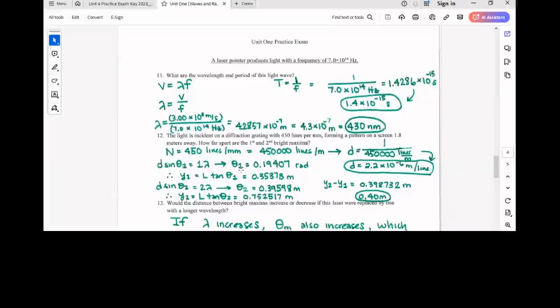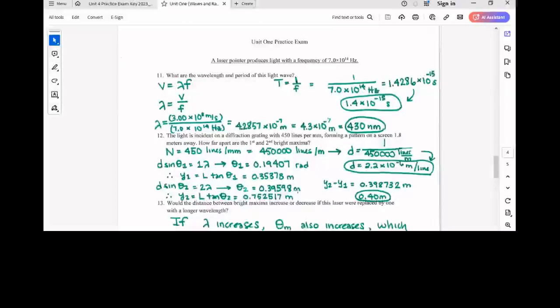I can determine the angle theta 1 because I have the spacing of the slits on the diffraction grating, and I have the wavelength that is still 4.2857 times 10 to the negative 7 meters from the previous question. So theta 1 yields 0.19407 radian. Theta 2 yields 0.39598. And this should also be radian. Sorry for the unit typo. I didn't catch that before.